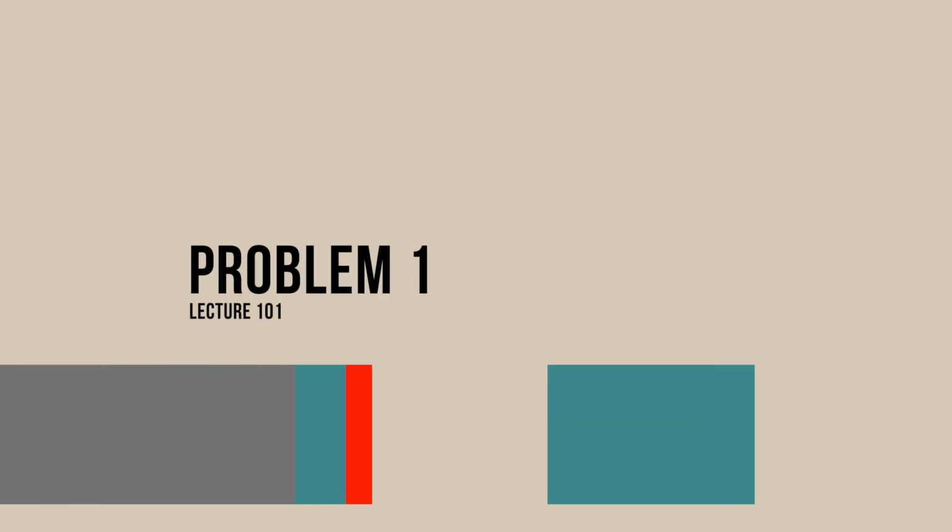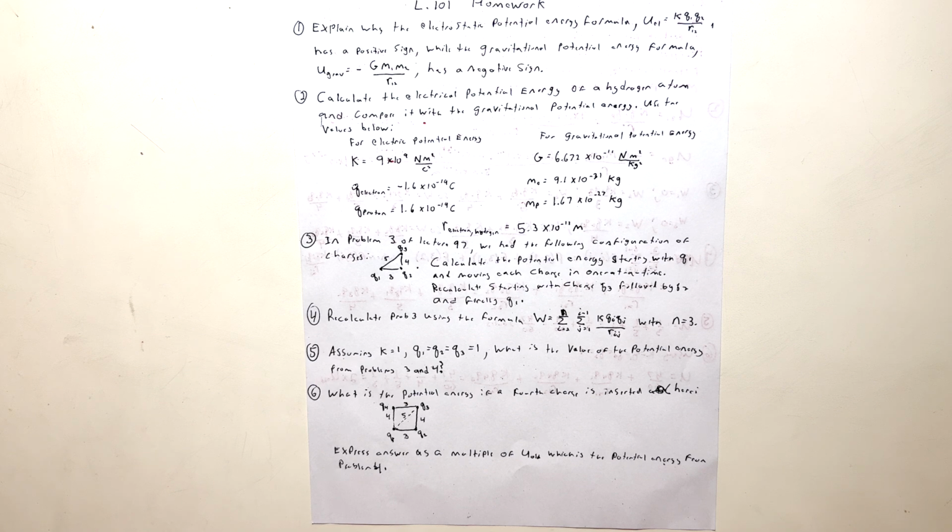Homework for lesson 101. All right, number 1, explain why the electrostatic potential energy formula, U equals K Q1 Q2 over R12, has a positive sign, while the gravitational potential energy formula, U equals minus big G M1 M2 over R12, has a negative sign.